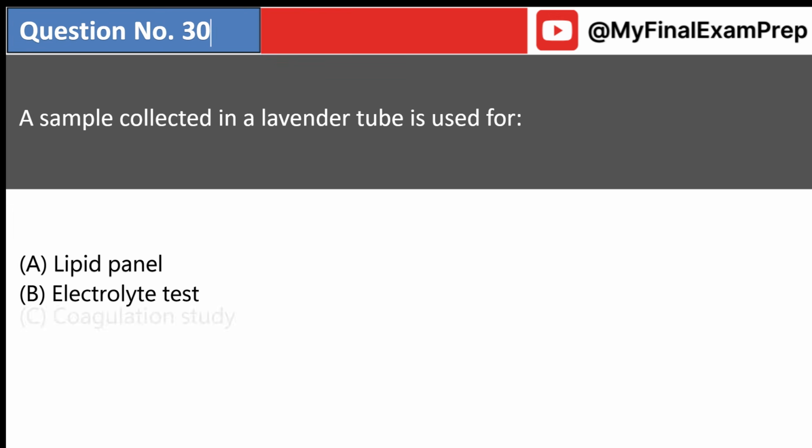A sample collected in a lavender tube is used for A. Lipid panel. B. Electrolyte test.